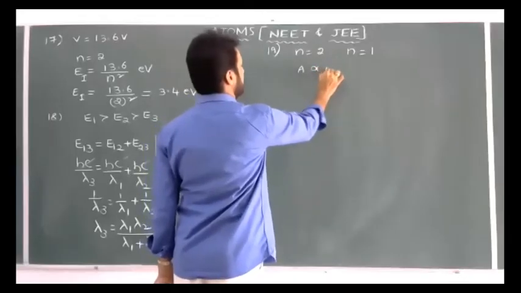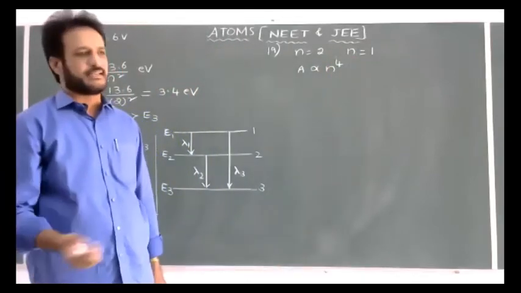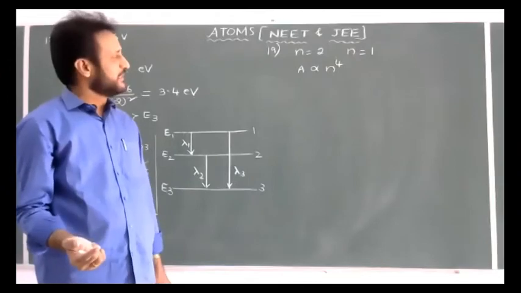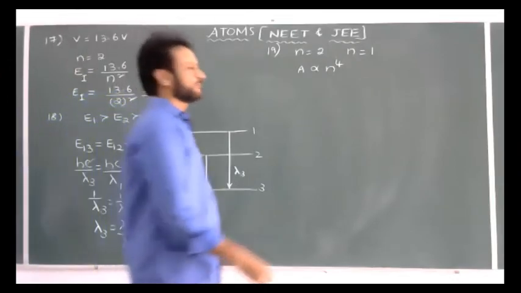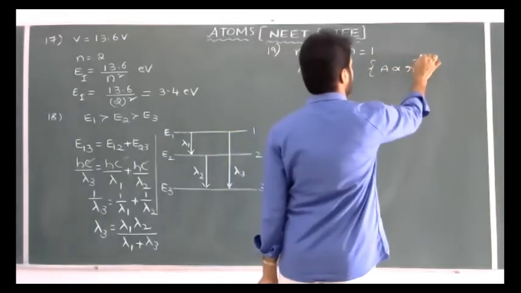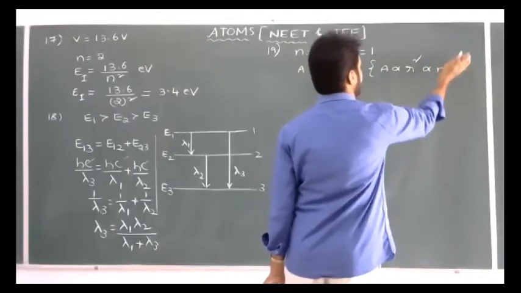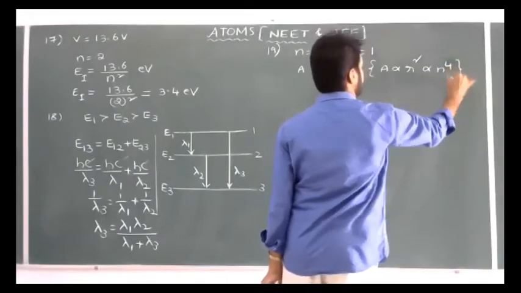A is proportional to n power 4, because area of cross section A equals pi r square. So A is proportional to r square, but r is proportional to n square. So we can write A is directly proportional to r square, and r is proportional to n square, whole squared. Then it is equal to n power 4.